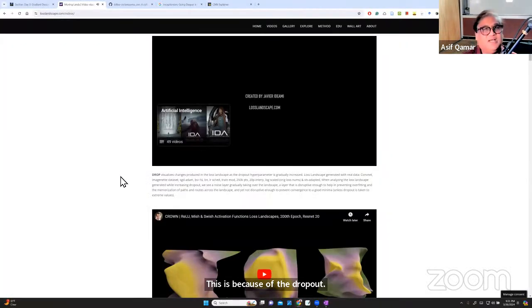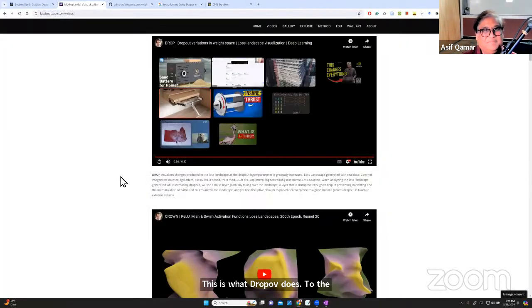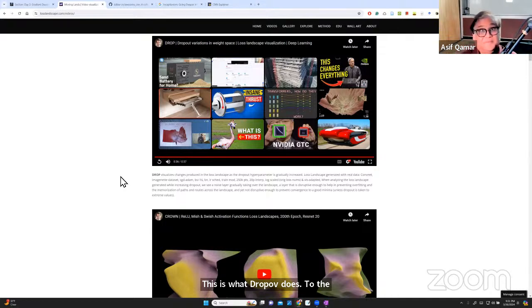This is what dropout does to the loss landscape. It makes it very spiky. Now, the question was, what's the use of it? We thought it was for regularizing. And actually, this visualization was one of the things that made people think, really? What was it really supposed to do? Do we really want spiky loss landscapes?